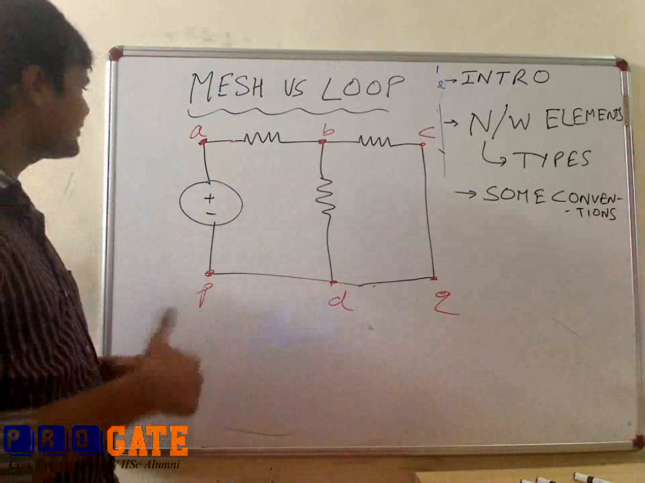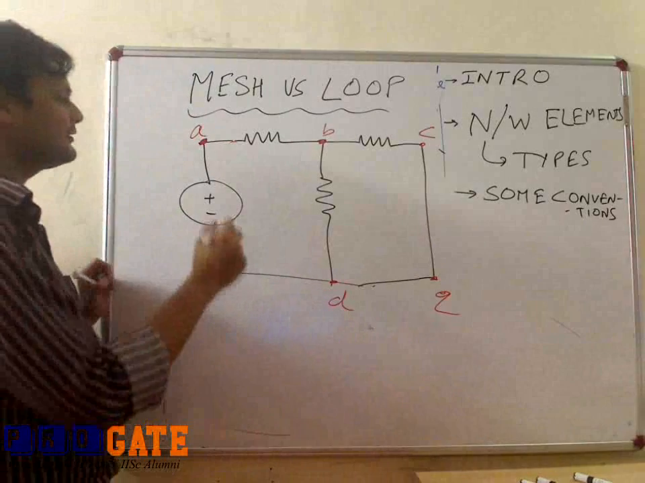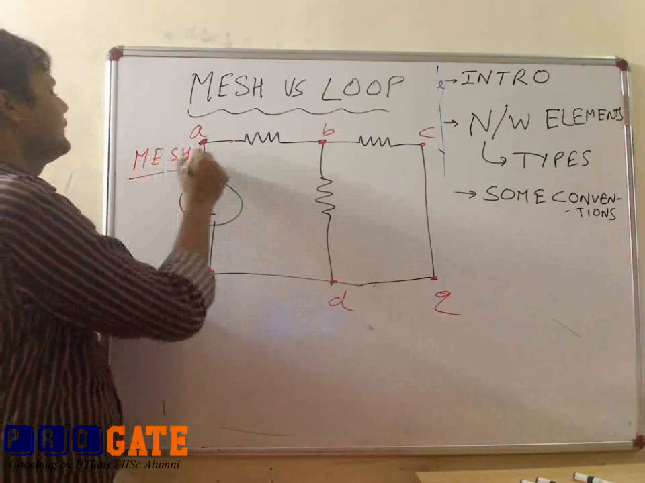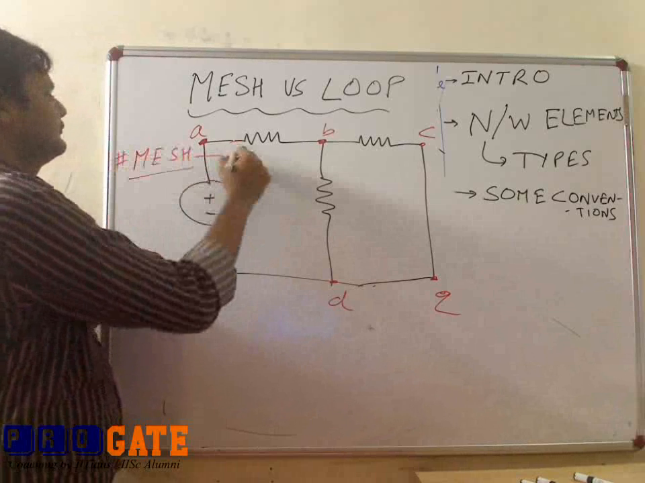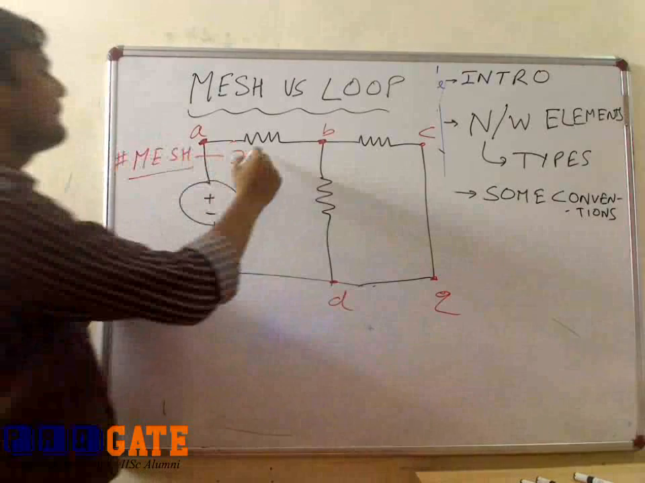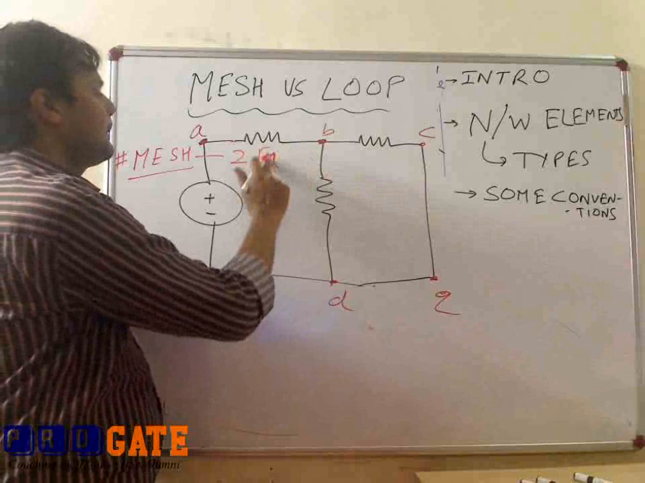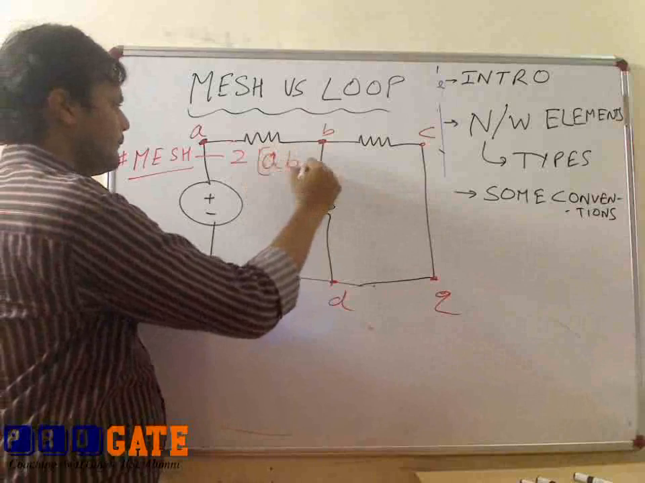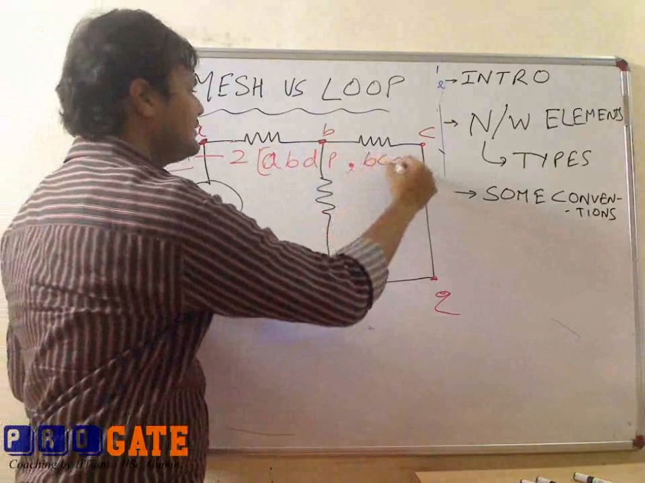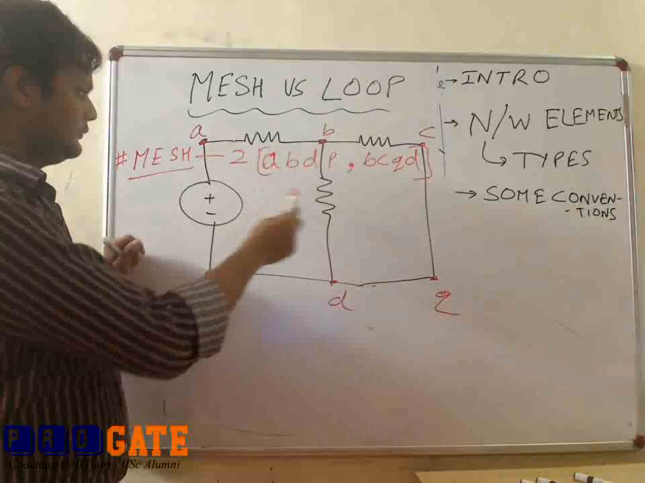So now I am coming to the meshes. How many meshes does this network have? Obviously, it has 2 meshes. So the number of meshes is 2. And what are these? Simply A, B, D, P and B, C, Q, D. These are the 2 meshes.